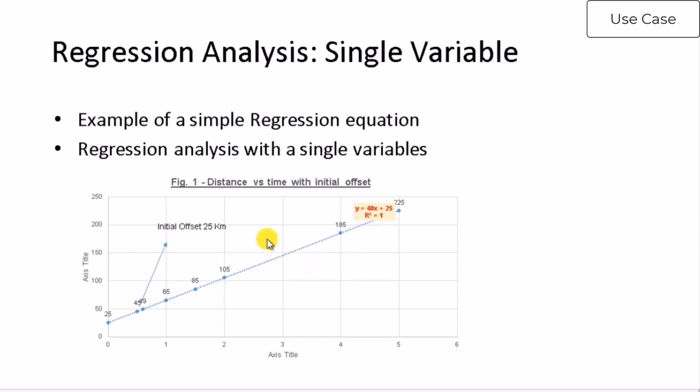That becomes the y-intercept. This is an example of a very simple regression equation with one dependent variable, the distance traveled, and two independent variables, speed and time. Out of the two independent variables, we held the speed at a constant value.